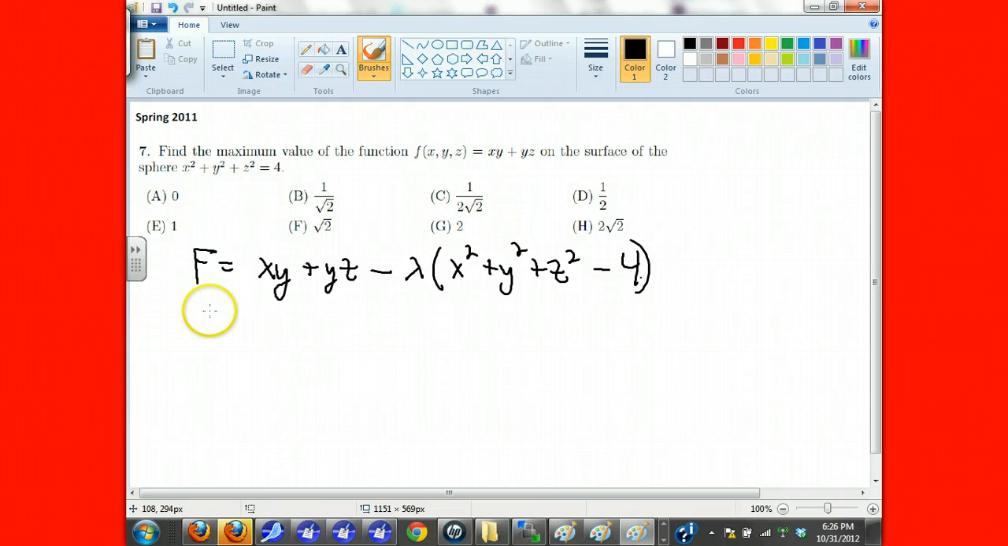So f sub x is going to be y plus z. No, I'm sorry, just y. F sub x is just y, and then the lambda part. F sub x is y minus 2x lambda.